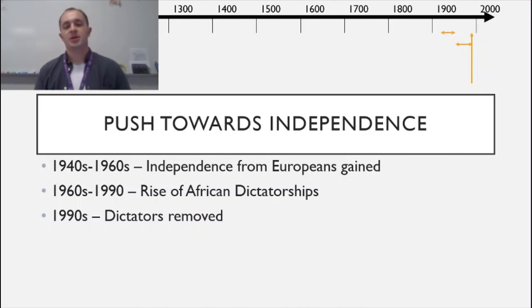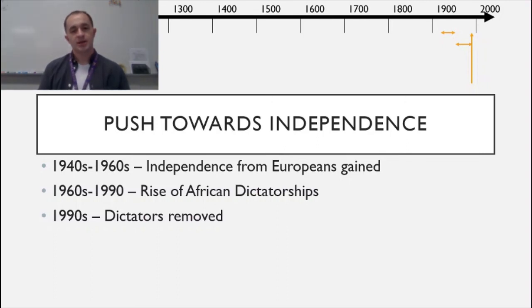So, push towards independence: 1940s to 1960s, we see independence from Europeans gained. So this is around the time of World War II. After World War II, places like India start to ask for independence and push away from European control, and we see the same thing with African countries.